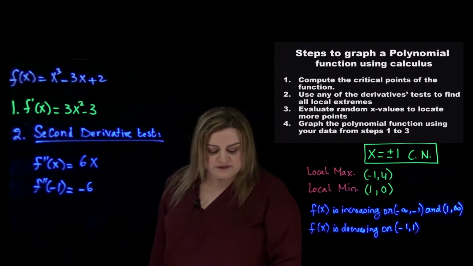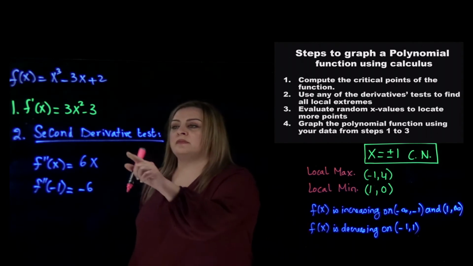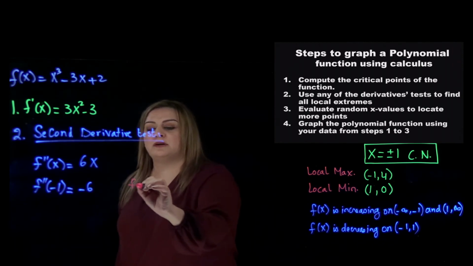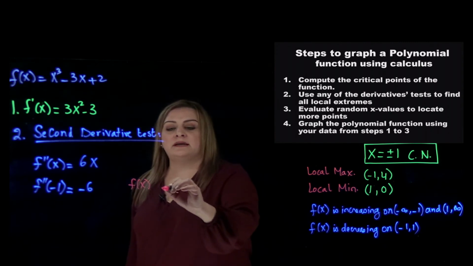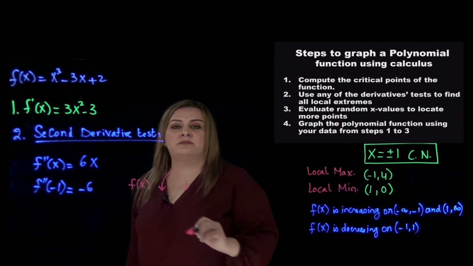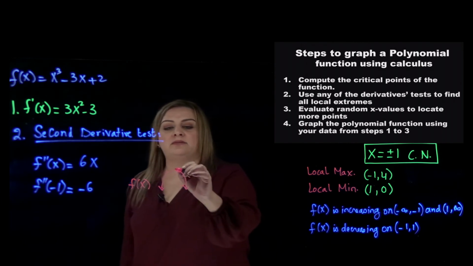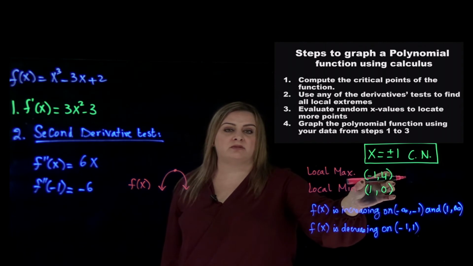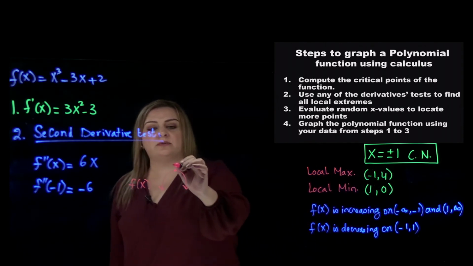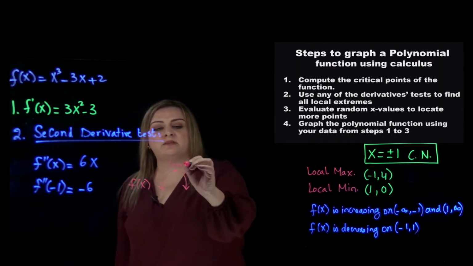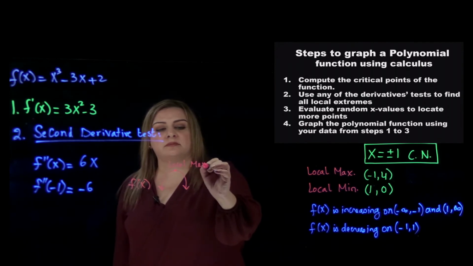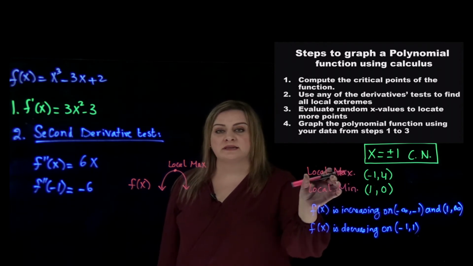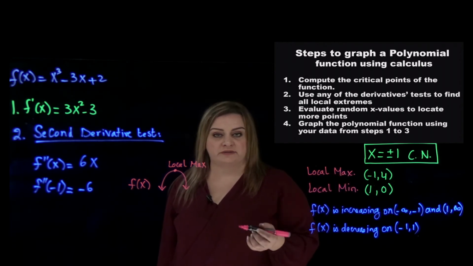The second derivative says if f double prime is negative, then my original function f of x is concave down, and I have a local maximum at that critical point, which in this case is (-1, 4). So I have a local maximum at the critical point (-1, 4), and this is consistent with my finding from my first derivative test.